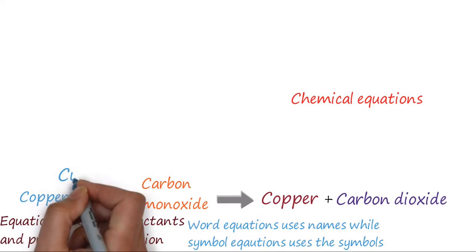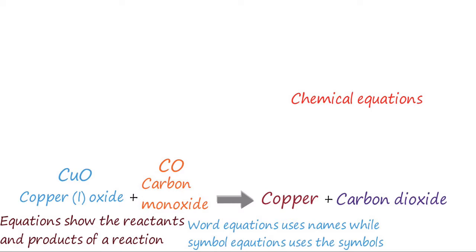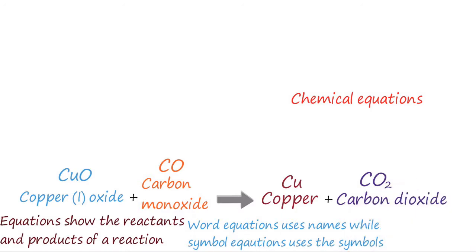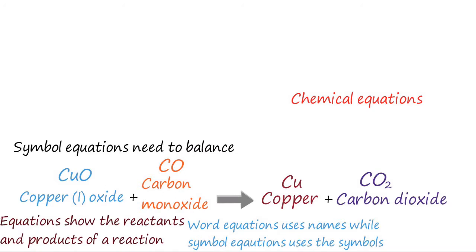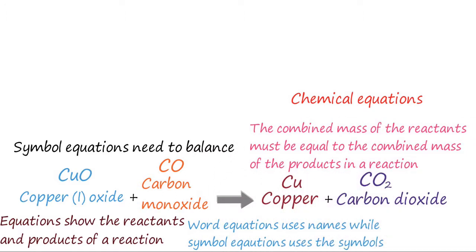Because symbol equations show the number of atoms of each element involved, the equation needs to balance. This means that the number of each type of atom on both sides of the equation needs to be equal. In our reaction, the symbol equation is already balanced. The law of conservation of mass is the reason why a symbol equation needs to be balanced. The law states that the combined mass of the reactants is equal to the combined mass of the products in a reaction, because atoms cannot be created or destroyed during the reaction.